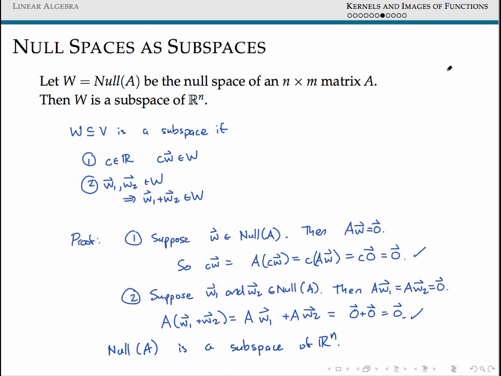This is a good place for us to stop this video. In the next video, we're going to come back and examine equivalent properties for column spaces.